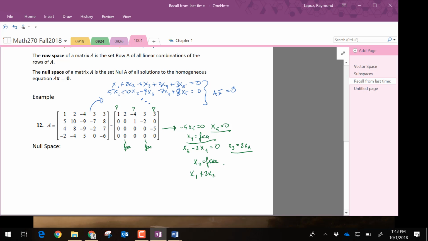plus 2x2 minus 4x3. Now this is x3, but I'm going to replace it with something that's free, right? And then I have 3x3 plus, I'm out of space, so I'm just going to put 0 because I have 3 times x5, but x5 is equal to 0. And so I'm going to put 2x4 here for x3. So what do we have? Wait, this should be a 4, right?